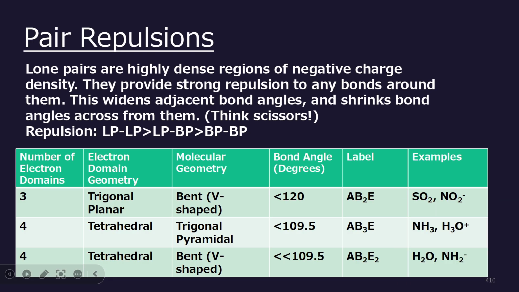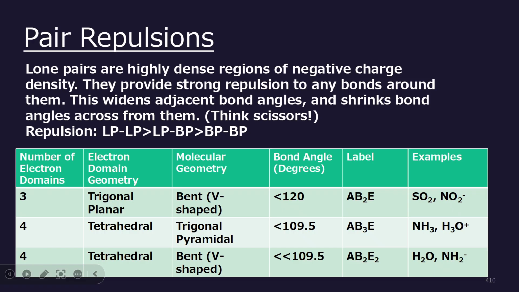Pair repulsions then. As I mentioned, lone pairs are highly dense regions of negative charge density. They provide strong repulsion to any bonds around them. This widens adjacent bond angles and shrinks bond angles across from them. Think about scissors, right? You've got your lone pairs applying this kind of pressure. It pushes the scissor blades closer together and lowers the angle between them.